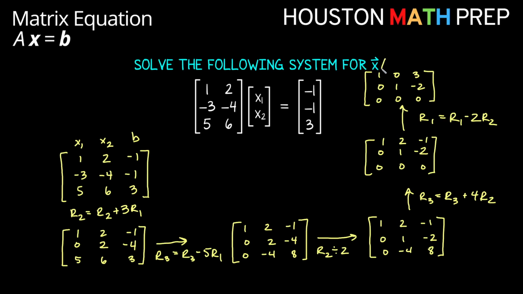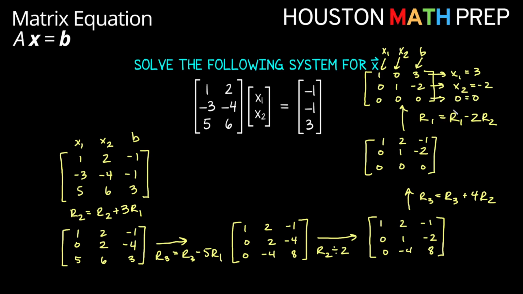So remember, this column here tells us about x1, this column here tells us about x2. Of course, these are our b values. So our first row here tells us that x1 is equal to 3. Our next row tells us that x2 is equal to -2. And this here really just says that 0 equals 0.